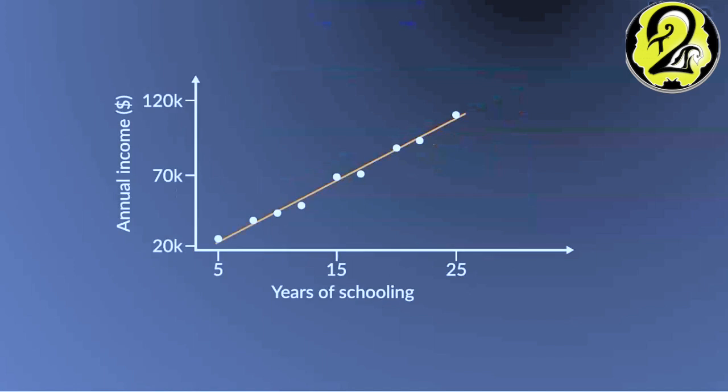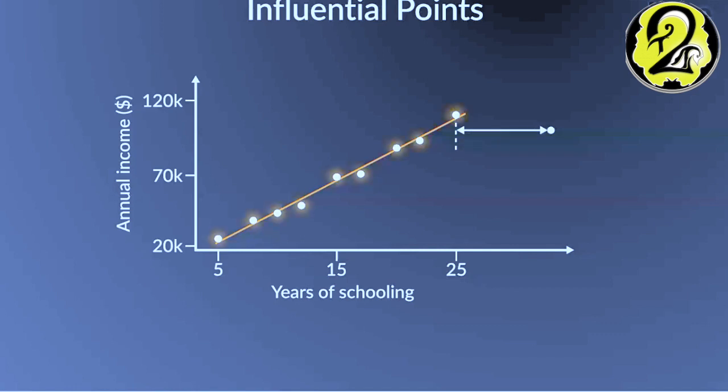In addition, data sets may also have influential points. These points are located horizontally, far away from the rest of the points. The addition or removal of the influential points significantly changes the regression line.